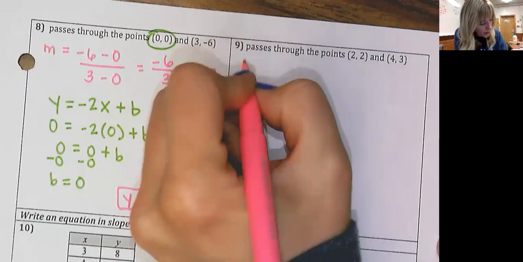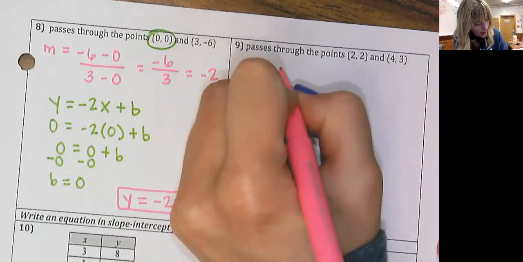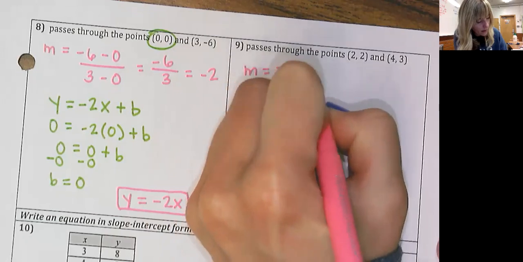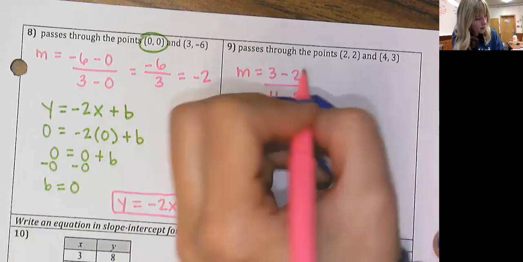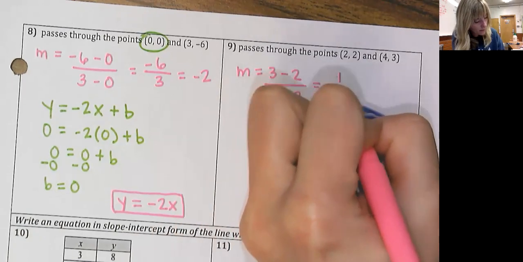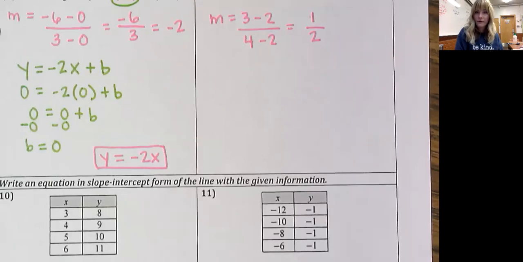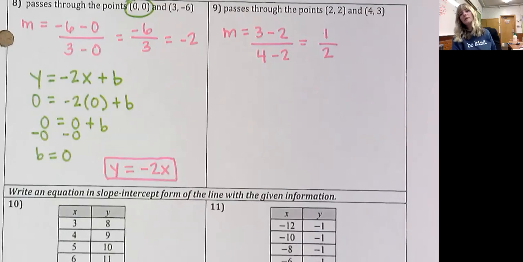Okay, here we go. Slope equals y2 minus y1 over x2 minus x1. All right, 3 minus 2 is 1. 4 minus 2 is 2. Oh, 1/2. There's no negatives to fix. There's nothing to simplify. The slope is 1/2.